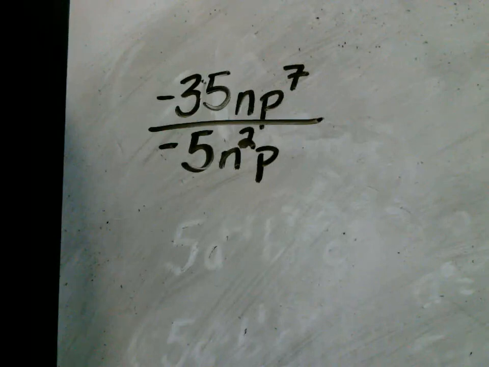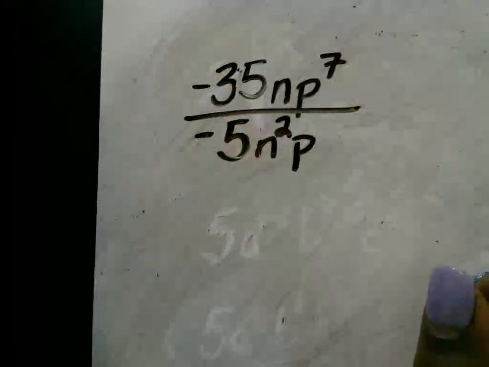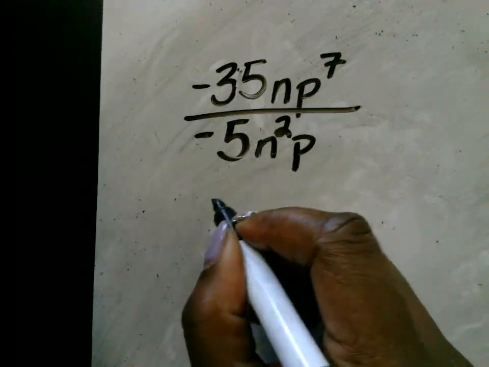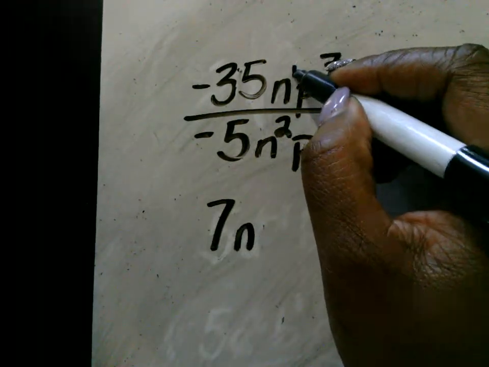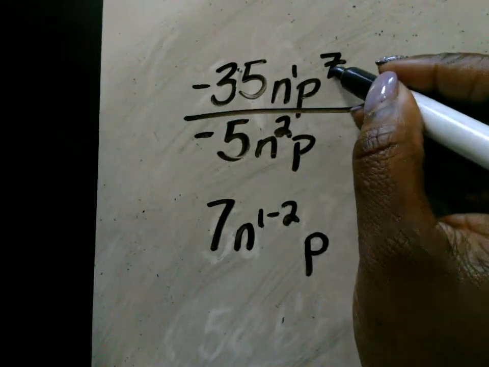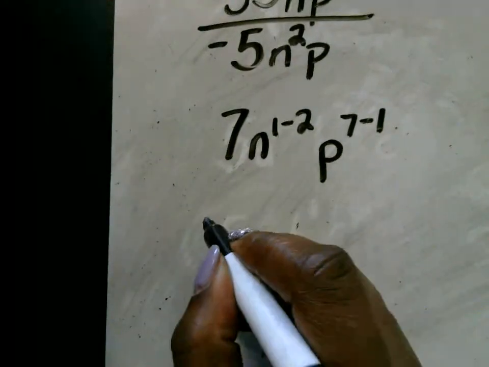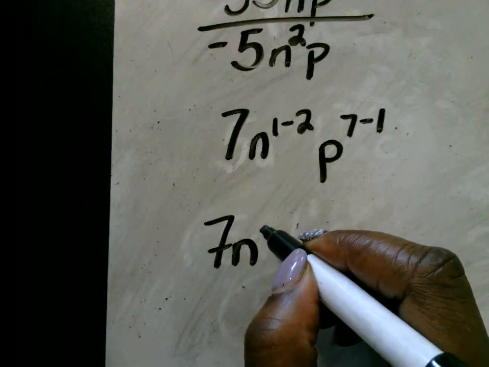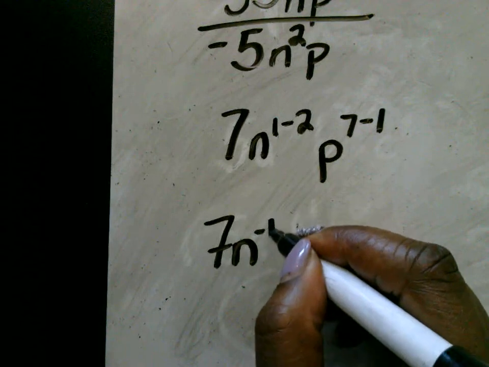All right, let's look at it. What's a negative divided by a negative? It's a positive. What's 35 divided by 5? So we got positive 7. Then we're going to have N, top exponent, 1 minus 2. P, top exponent, 7 minus 1. So then what does that give me? 7 N to the what power? Negative 1, somebody said. Good job.